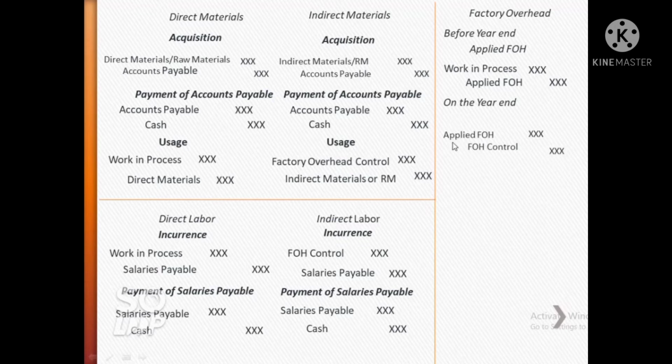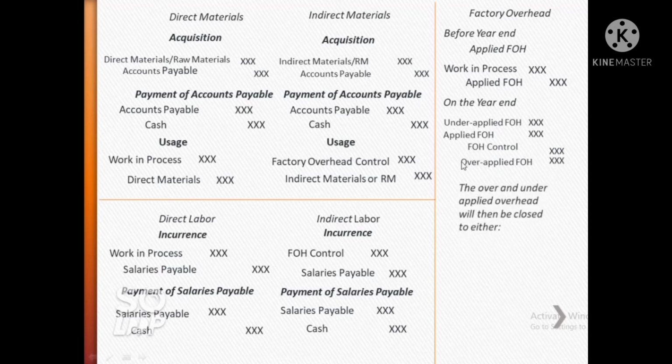Of course, that will not be balanced. So if the debit is lacking, you debit the account under-applied factory overhead, and if the credit is lacking, you have the over-applied factory overhead account. Now, these are temporary accounts, so you need to close them.